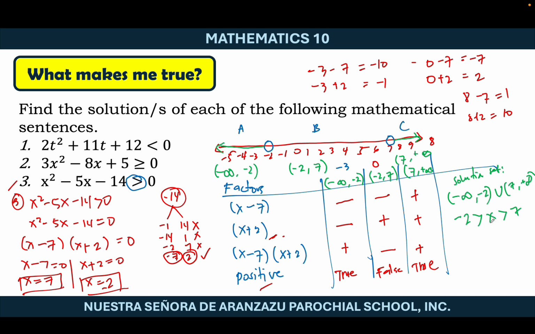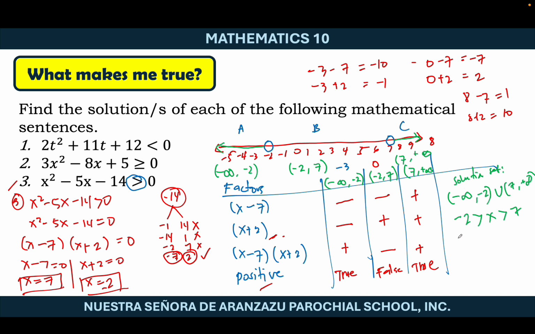The value of x is less than negative 2 but greater than 7. Again, x is less than negative 2 but greater than 7. Or, pwede mong sabihin x is less than negative 2 and greater than 7.